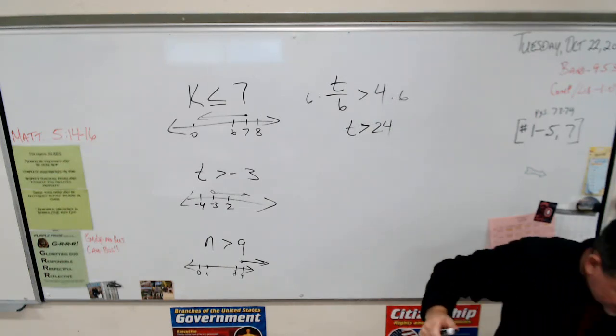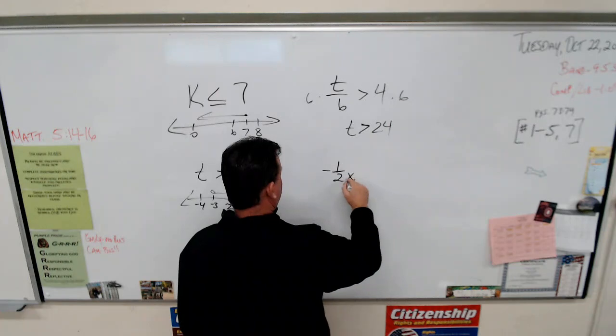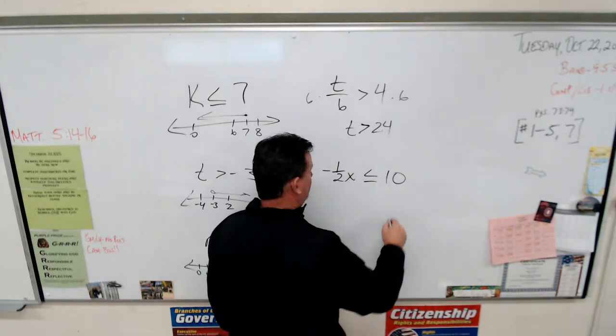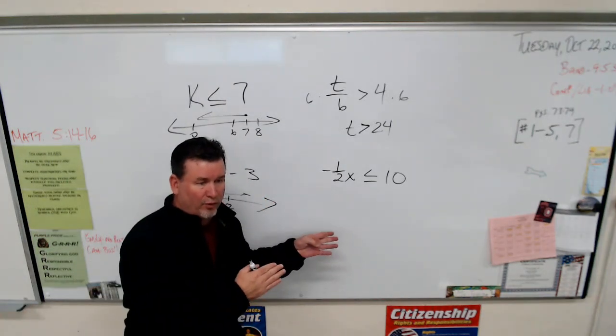Okay? Now, let's do number 2. Negative 1/2 x is less than, did that say 10? Yeah. Less than or equal to? Yeah, 10. How do I get rid of negative 1/2?